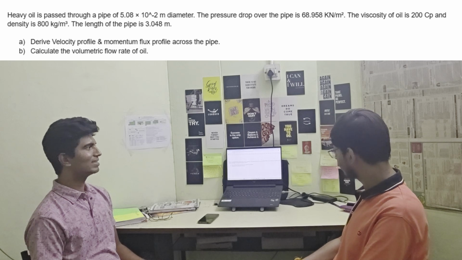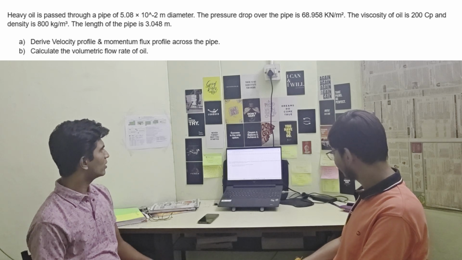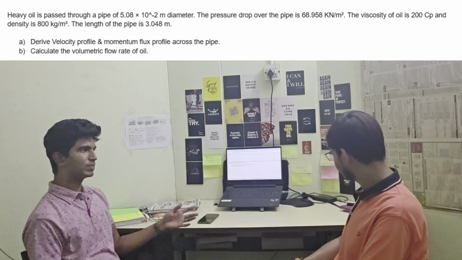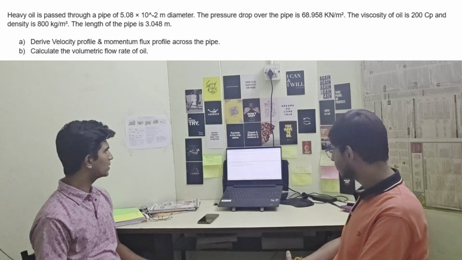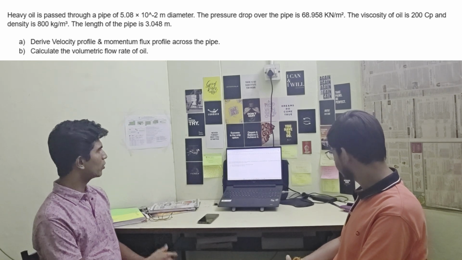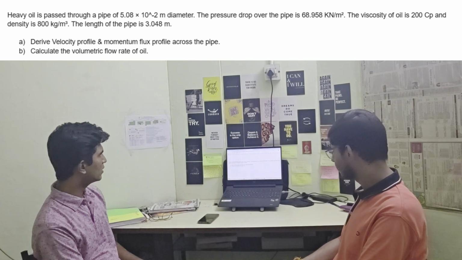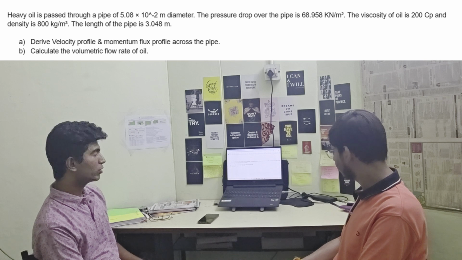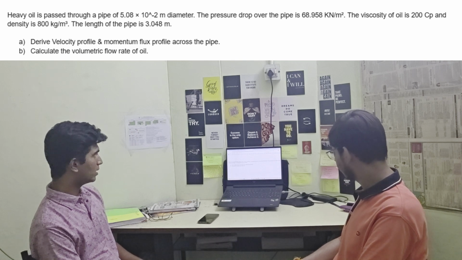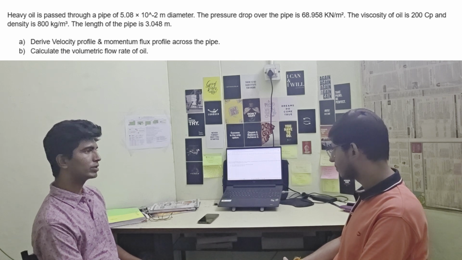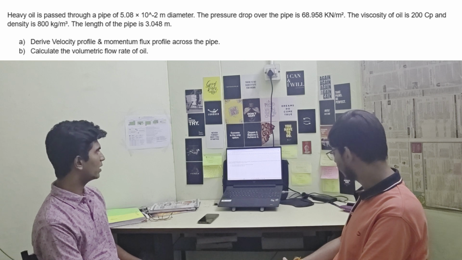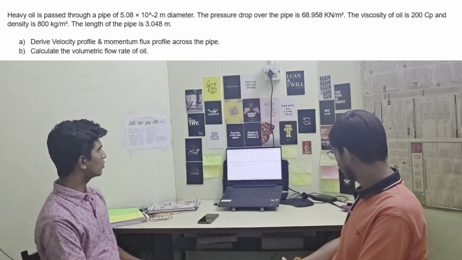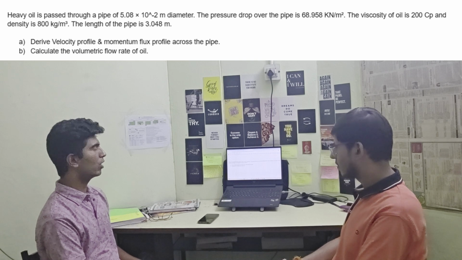Okay Nalin, here's another problem. Heavy oil is passed through a pipe of this much diameter. The pressure drop is given, the viscosity of the oil is given, and the density itself. The length of the pipe is also mentioned. It has two parts. We have to first derive the velocity and the momentum flux profile equation across the pipe. And secondly, we have to calculate the volumetric flow rate of the oil. So how can we approach it?